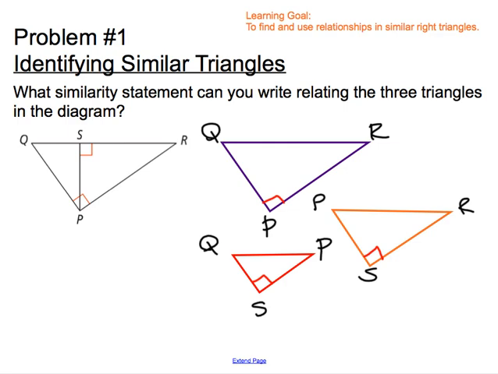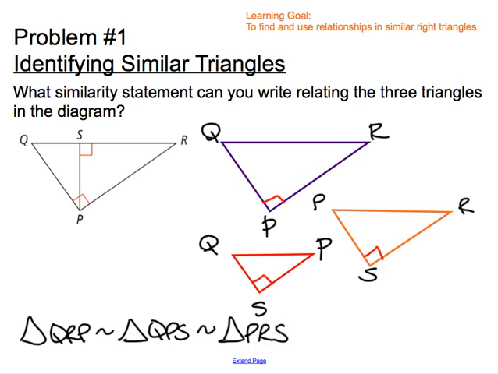From our separated diagram, we can see that triangle QRP, I'm talking about the purple triangle here, is similar to triangle QPS, this is the red triangle, which is also similar to triangle PRS, and that's the orange triangle. So now we have the similarity statement relating all three triangles in the diagram that we started with.